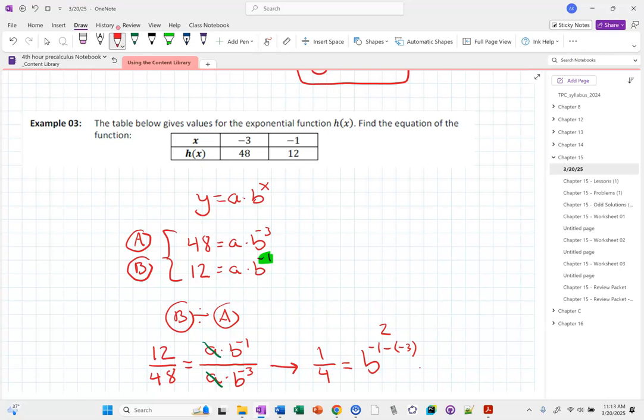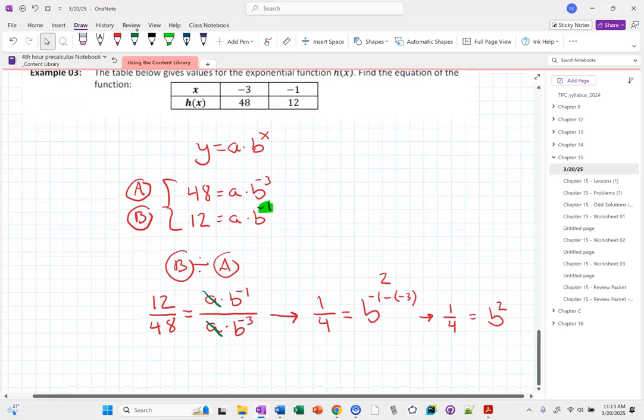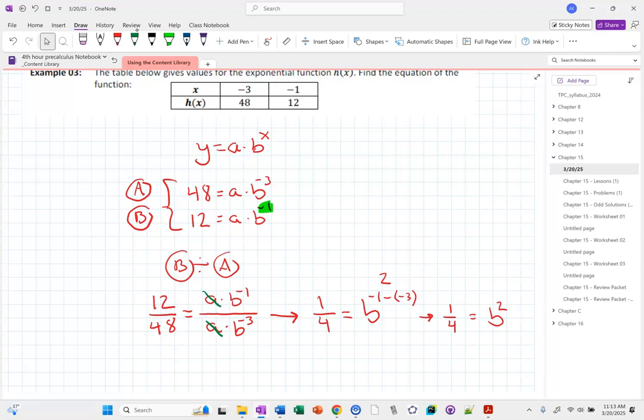Negative 4. Great googly moogly. I thought you just said negative 1 minus 3. Negative 1 minus a negative 3? Oh, no, I thought you just said negative 1 minus 3. Okay. I didn't see the minus and the negative, no. Just never mind.